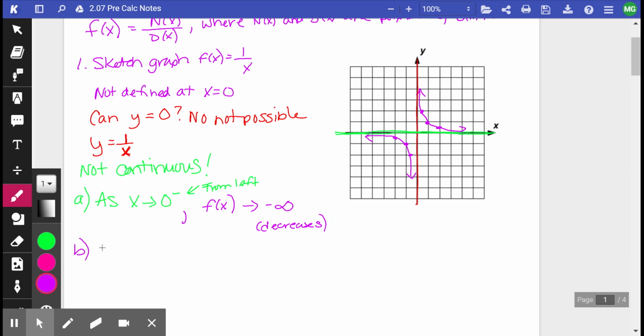All right. As x approaches 0 from the right, what happens to your y value? So as we hop on our graph from the right side, what's happening? So we're tracing it here, and it's going up and up and up. So f of x is approaching infinity, so it's increasing.